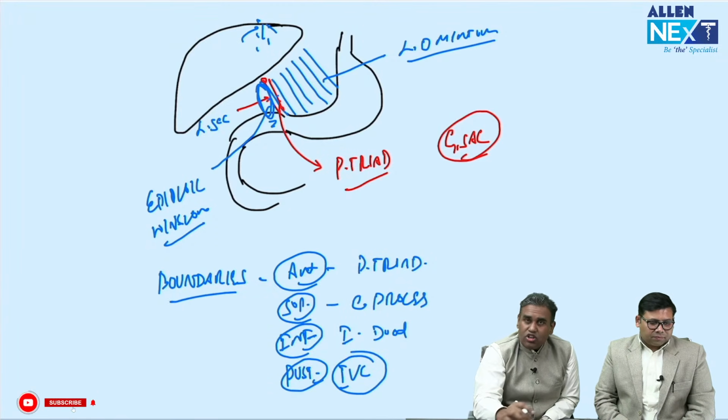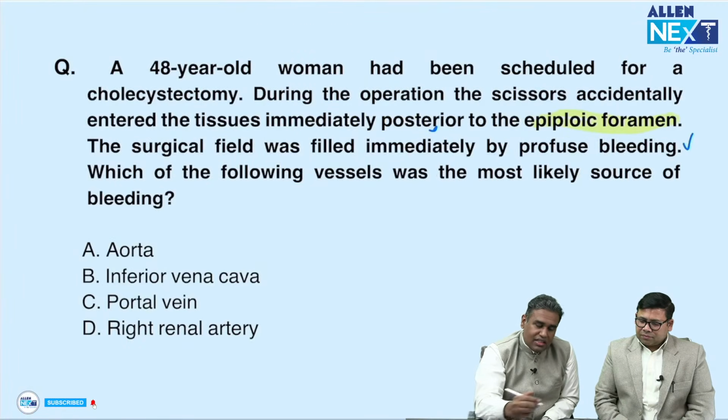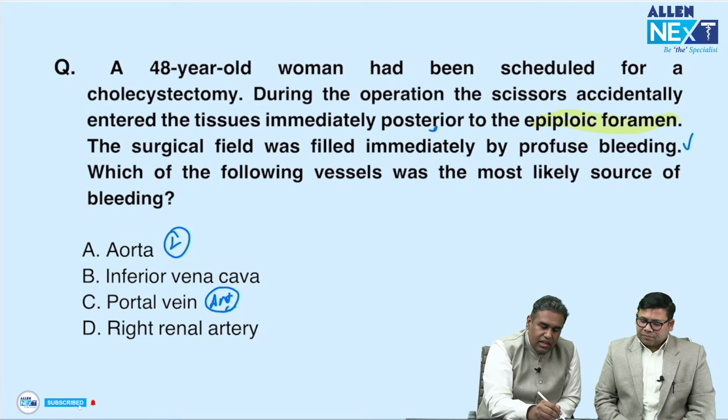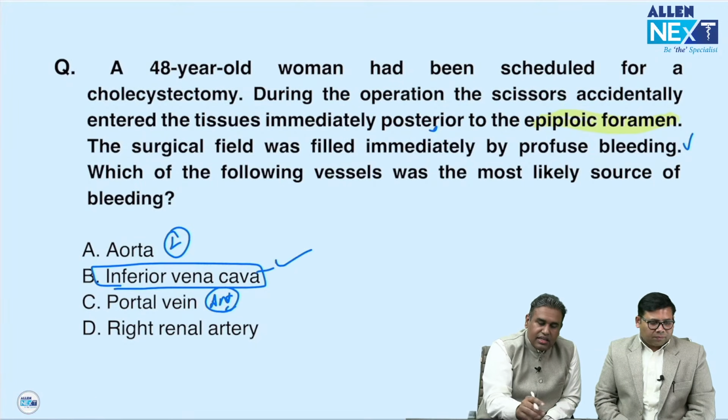So if we only apply the common sense, even then you can rule out the options. The aorta is to the left side, you can rule it out, right? Portal vein also, but it is lying anteriorly, you can rule it out. The right renal artery, okay, but that is slightly inferior. So we have the answer over here as the IVC, that is the anatomical part of it.